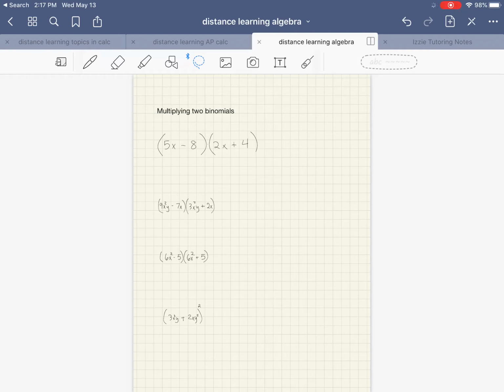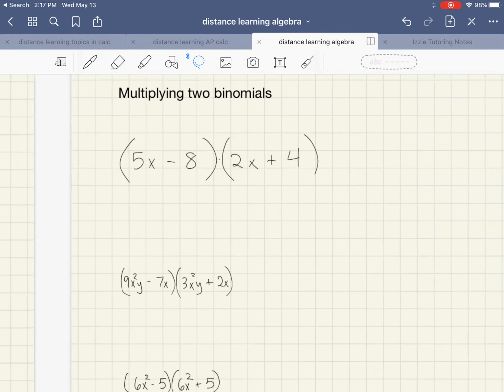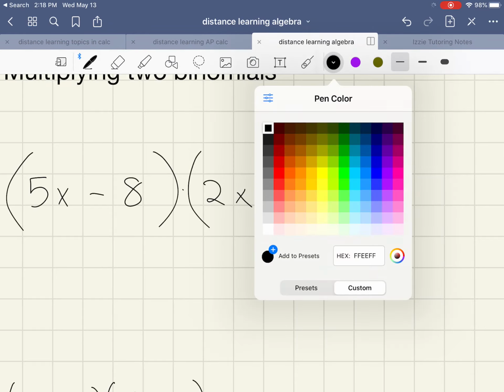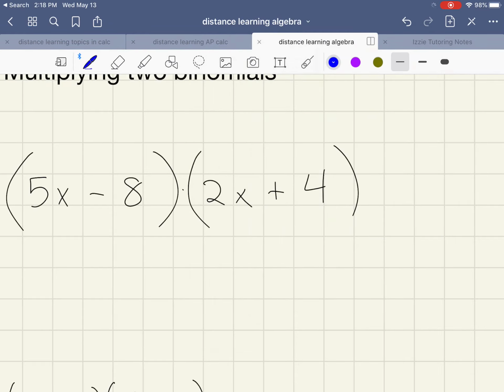Here's a lesson on multiplying two binomials. So I got 4 examples set up here. Let's look at the first one. What we're going to do is we can look at this a couple of different ways. I like to refer to this as repeated distribution.